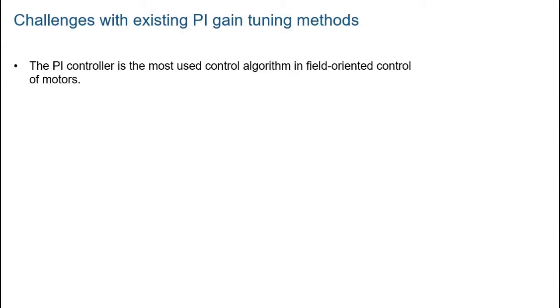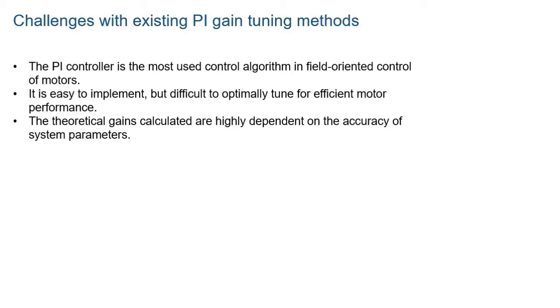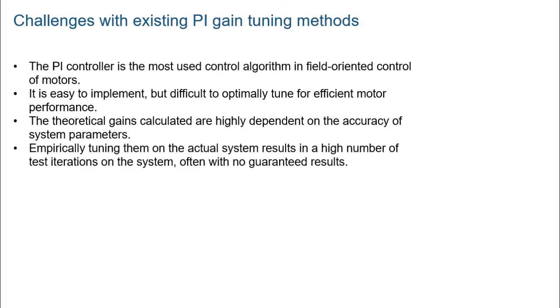PI controller is most commonly used in implementing field-oriented control of PMSM. Although it is easy to implement, tuning the control gains of these PI controllers to get efficient motor performance is difficult. There are various methods available to tune PI controllers, such as making use of theoretical equations or tuning them empirically. The accuracy of the computed parameters using equations depend on the accuracy of system or motor parameters used in those equations. On the other side, empirical approach might lead to a lengthy iterative process, often with no guaranteed results.